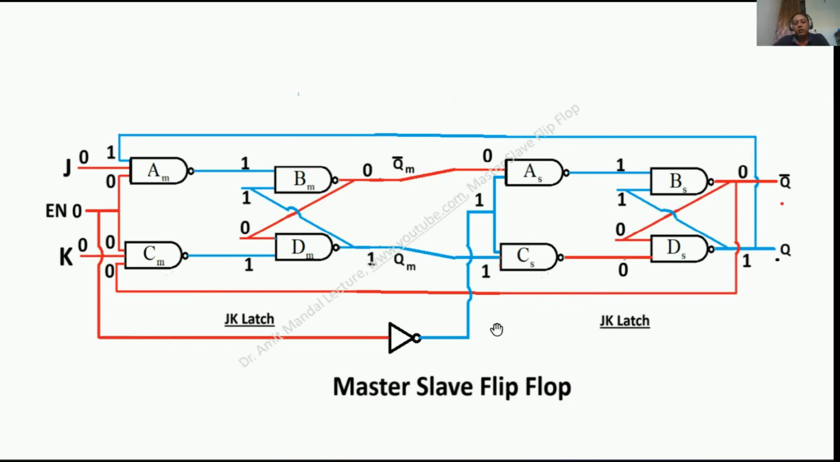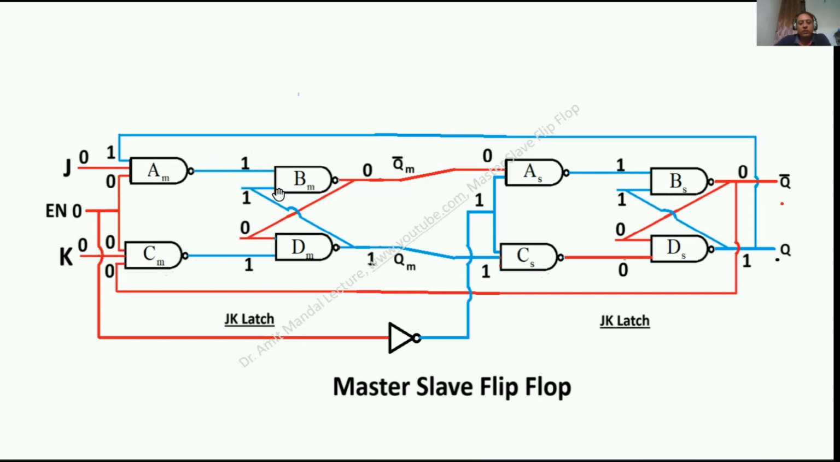Now, how it works. You can see right now the enable input is 0, so it is 0 for both these NAND gates AM and CM. The J and K are also 0. The feedback from the right hand side latch, from DS, is 1, and the feedback from the NAND gate BS is 0. Now we know that for a NAND gate, if any one input is 0, the output is 1. Since there are two zeros as input to AM, the output of AM will be 1. Similarly for CM, all three inputs are 0, so the output will be 1.